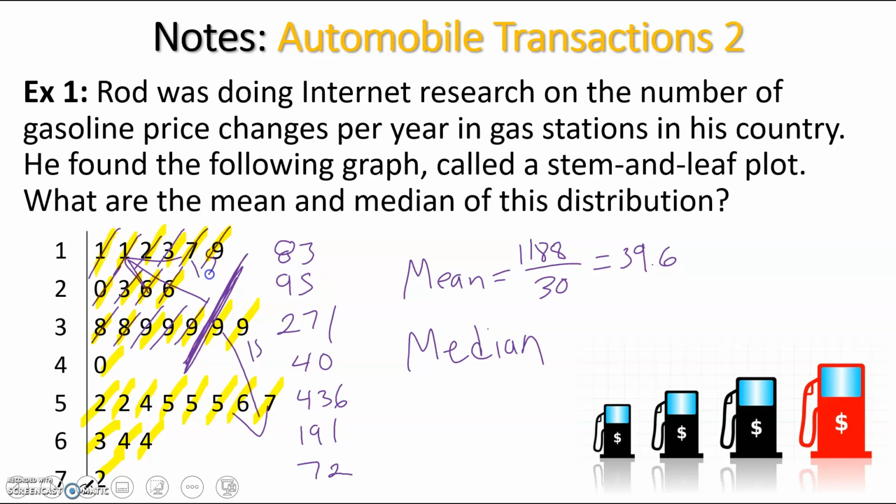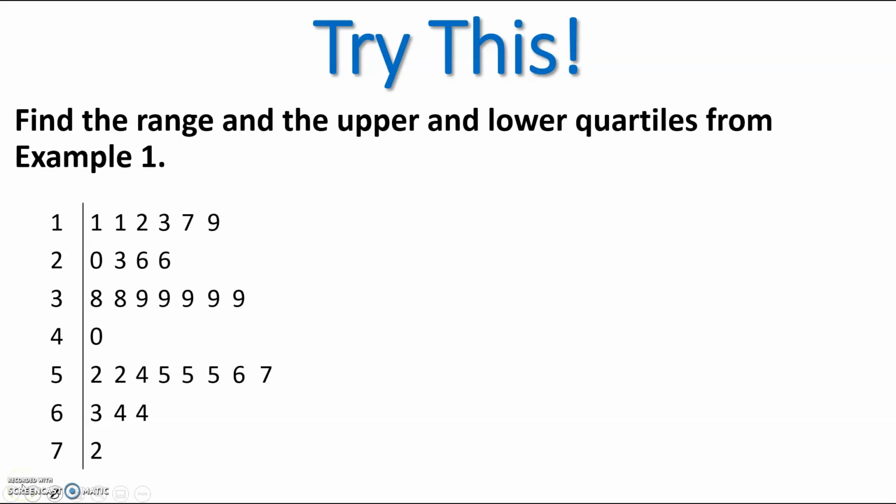Okay, now that means our middle, or our median, is between 39 and 39. Well, the average of 39 and 39 is 39. So we would then say that the median number of gas price changes during a year is 39 times. Now it's your turn to try. Try this. Find the range and the upper and lower quartiles from example 1.